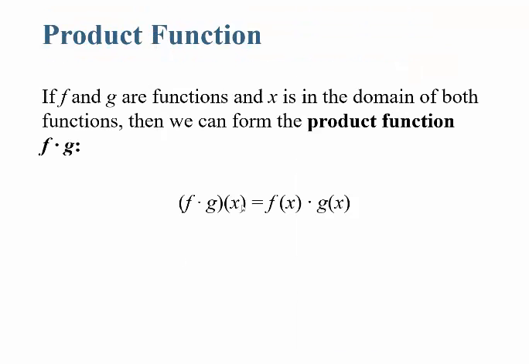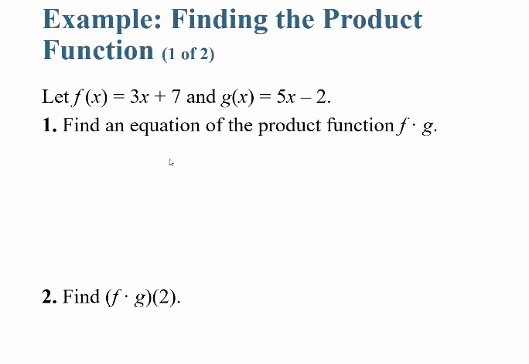All right, so if f and g are functions and x is in the domain of both functions, then we can perform what we call the product function. It's just like the sum and difference function before. So if I have f times g of x, that's just equal to the f of x times the g of x function. All right, so if I have these two equations, f of x is equal to 3x plus 7, and g of x is equal to 5x minus 2.